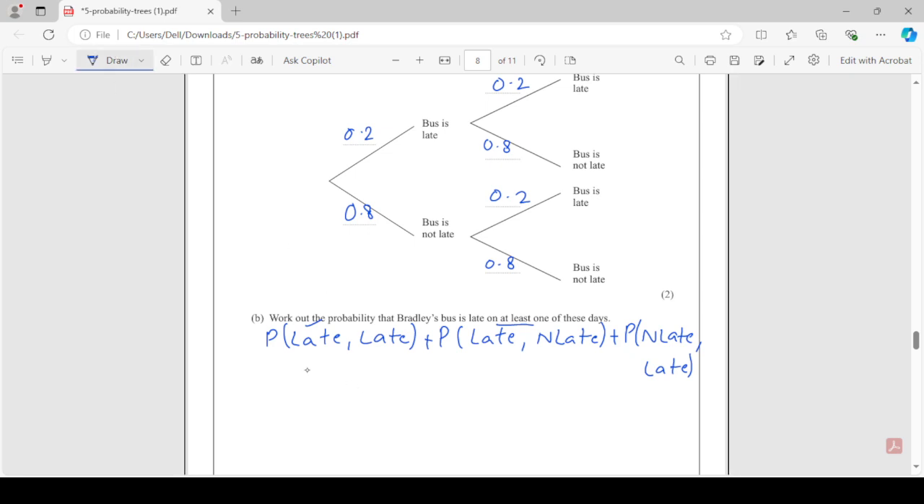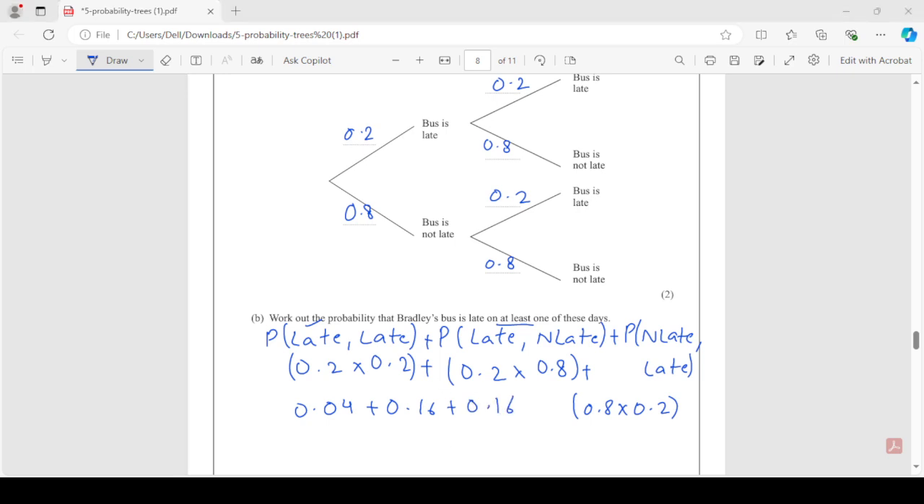Now, probability that he will be late on Saturday is 0.2, and the probability he will be late on Sunday is also 0.2. Probability he will be late on Saturday is 0.2, and not late on Sunday is 0.8. And then it's 0.8 times 0.2. So 0.04 plus 0.16 plus 0.16, which is 0.36.